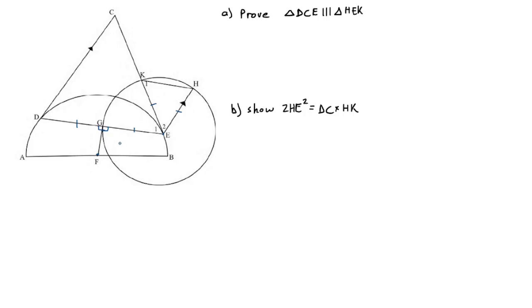Then other information, it says that CD and CE are tangents, so these two are tangents, so tangents meet at a point, and so these two lines are also equal to each other. And they tell us and show us that CD is parallel to HE.